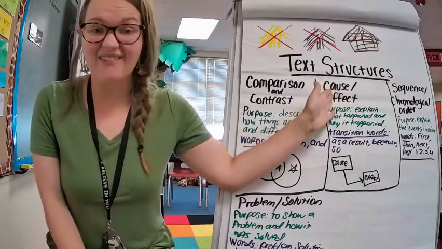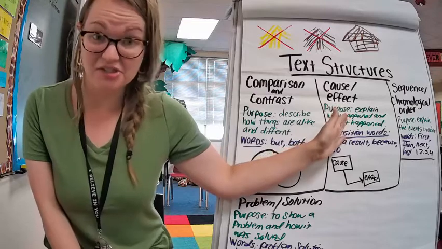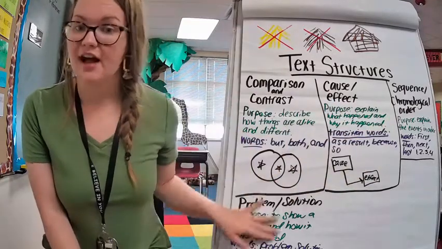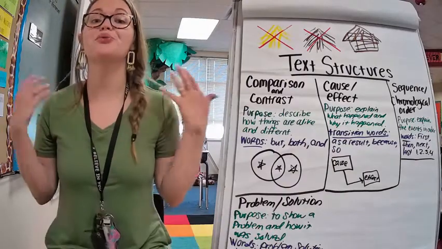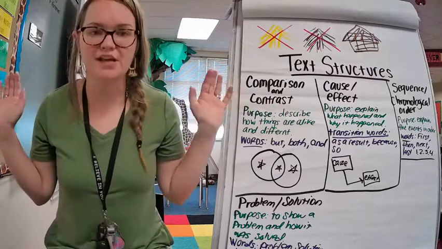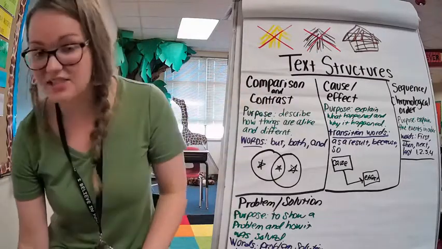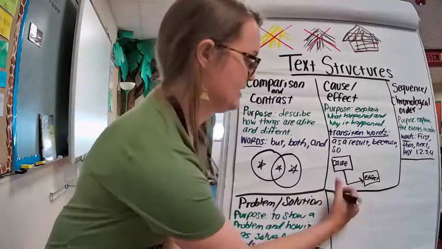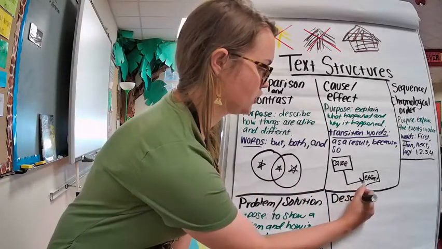They're not telling you why it happened and what it caused or what the cause and effect was. They're not trying to tell you all the events in order. They're not giving you a problem solution. They're just straight up describing something to you, and they want to give you all the information on that topic. And that is called a description. Okay? Pretty simple. Description is our last one.